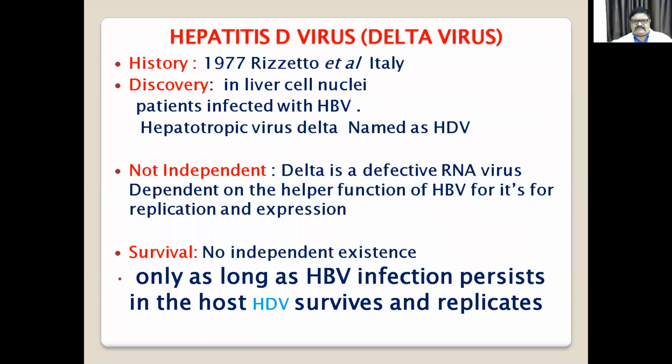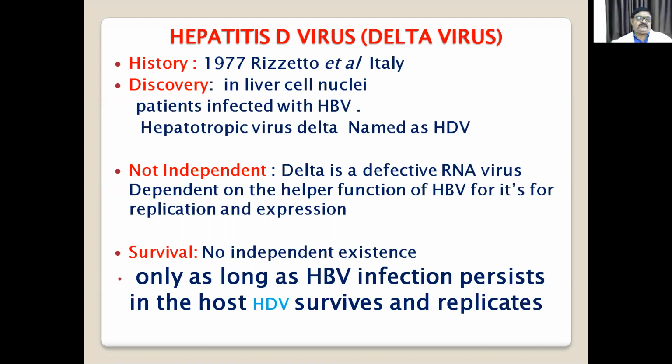In 1977, Rizzetto et al. in Italy discovered a nuclear antigen in patients infected with hepatitis B virus, some hepatotropic delta agent named as HDV. Earlier, they used to think that it was a part of hepatitis B, but now they know that it is not. Delta is a defective RNA virus dependent upon the helper function of HBV for its replication and expression. Survival: no independent existence, only as long as hepatitis B virus infection persists in the host, HDV survives and replicates.